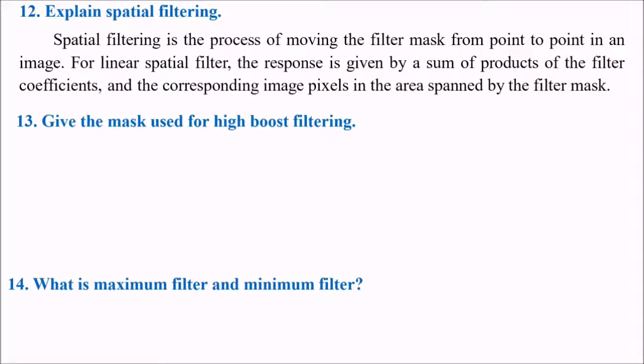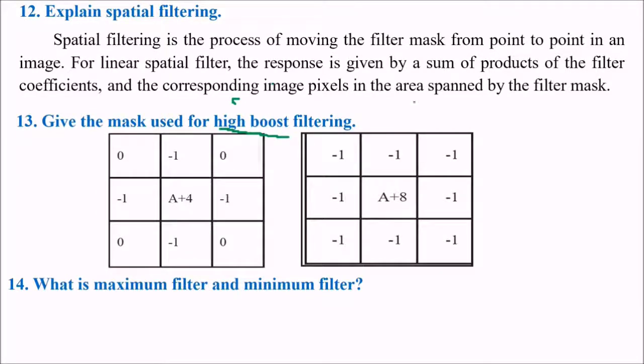Give the mask used for high boost filter. This is also a kind of filtering, where you want to boost high frequencies. So this is high boost filtering. This is a mask, and you apply it one by one on the digital image. This is minus 1, minus 1, minus 1, minus 1. You see that if you add them with 4, this will give you 0. Again, you can add 8. These are 8 minus 1 values. Minus 8 plus 8 is 0. So the summation is sometimes 0. This is high boost filtering.